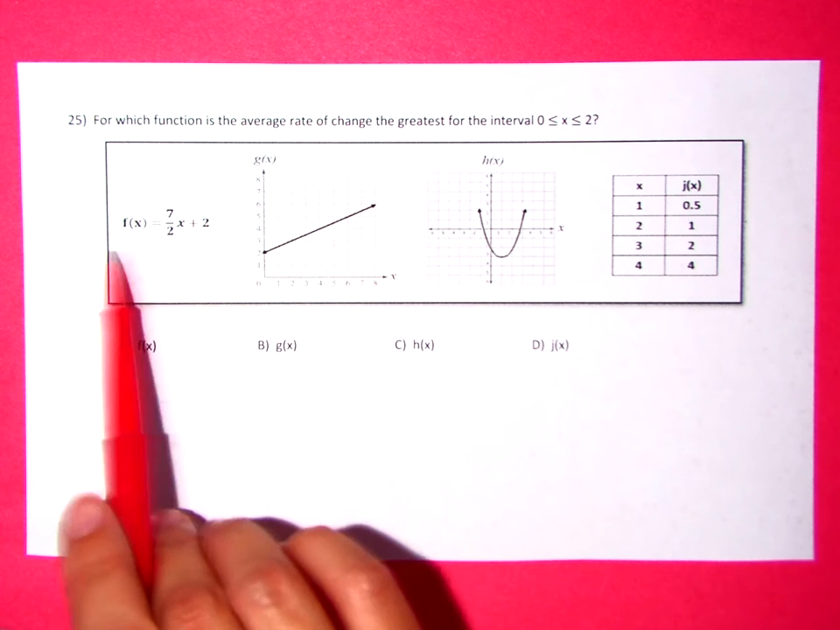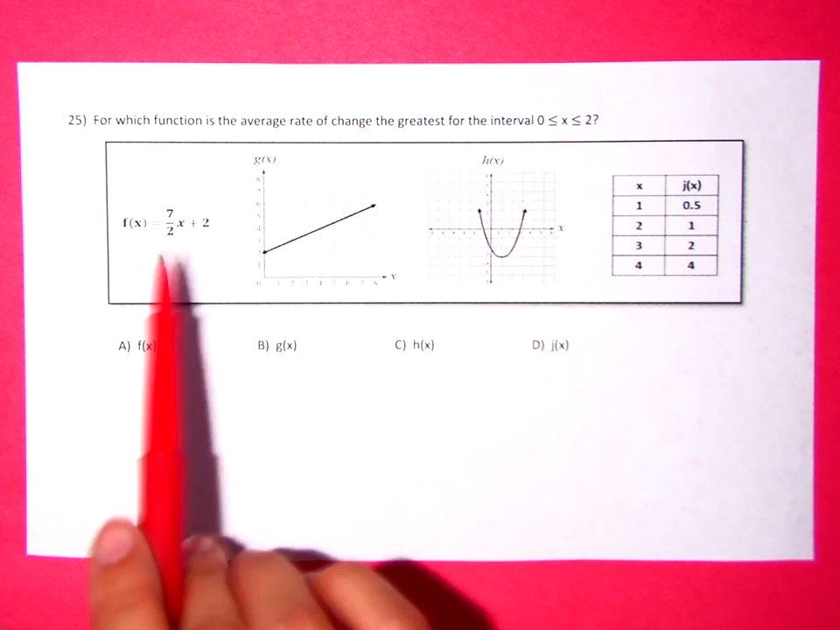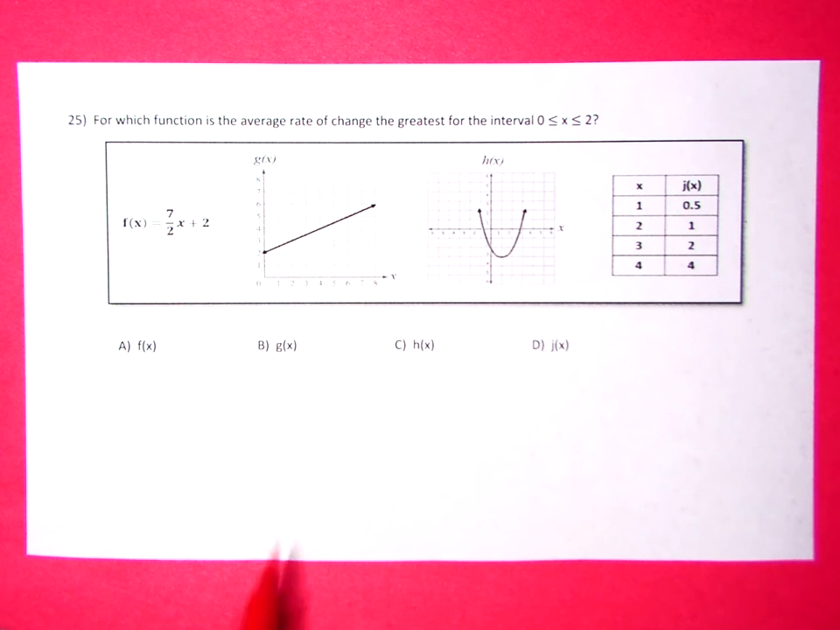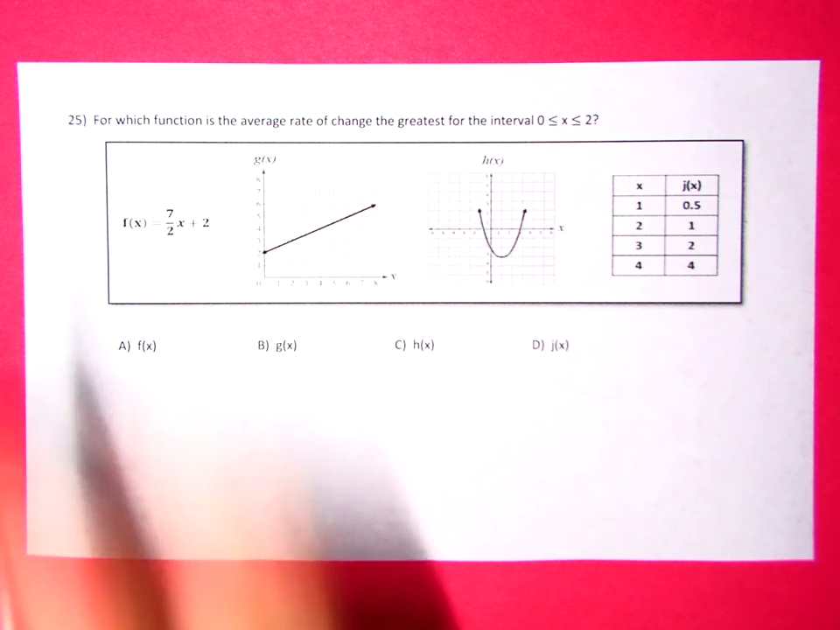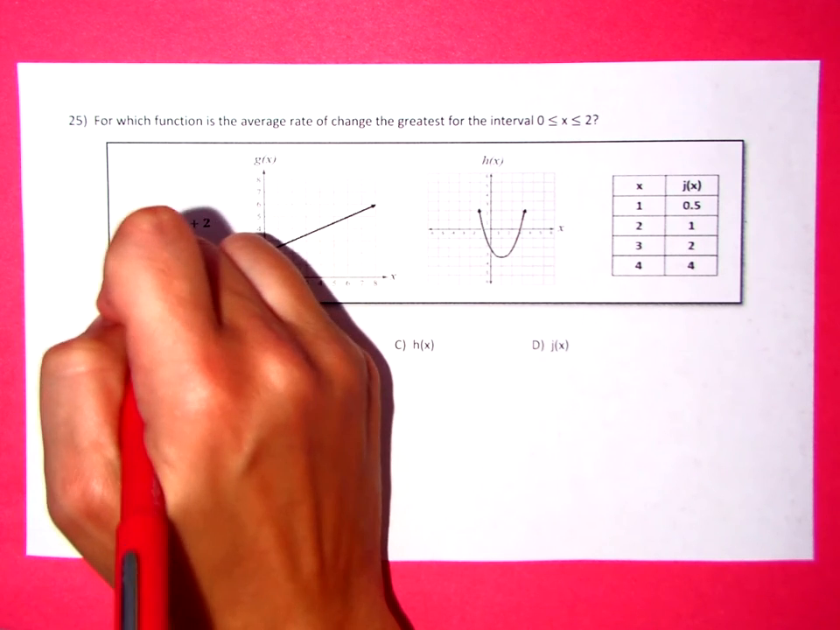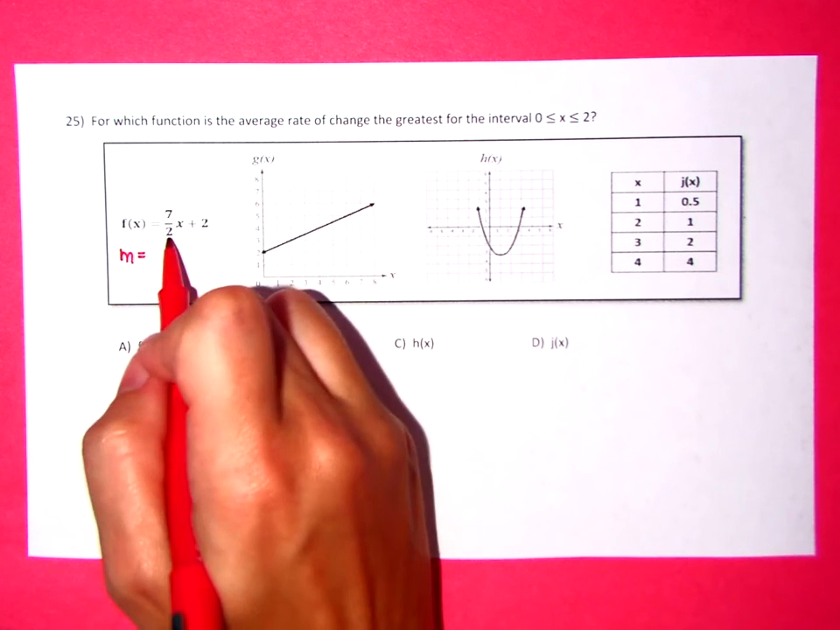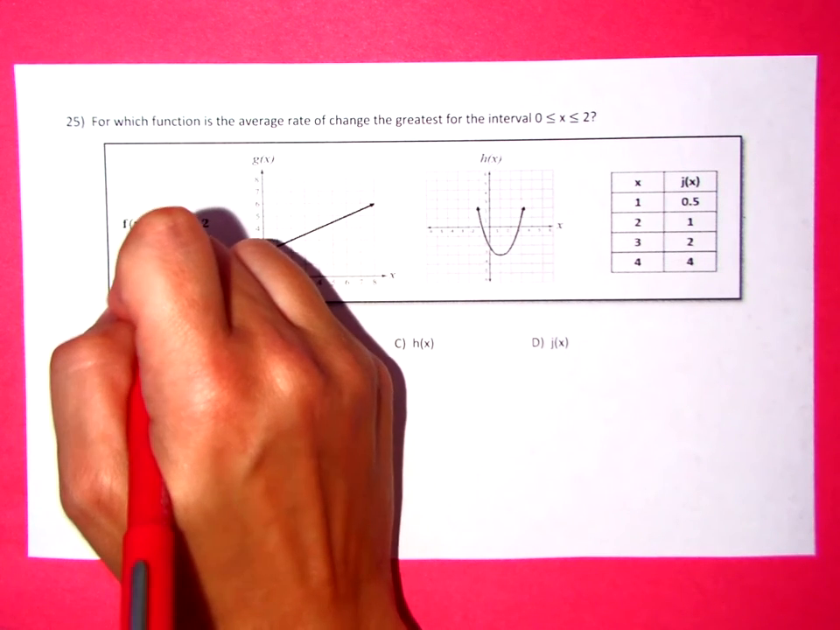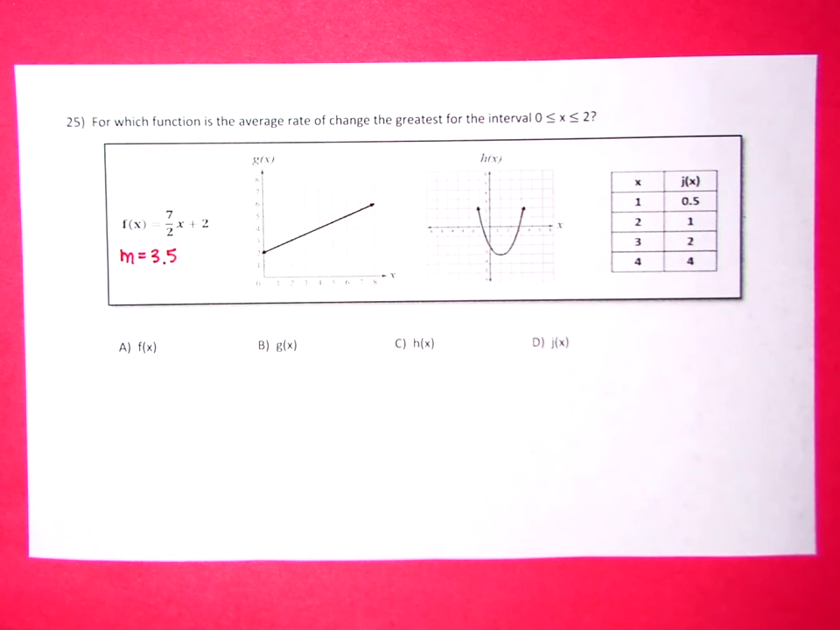But what you need to look at here in this first function is it's linear. It doesn't necessarily have an average rate of change, it's got a constant rate of change, because anything that's linear has a constant rate of change. So the rate of change always for a function like this is going to be its slope. So 7/2, or when we change that to a decimal, 3.5.